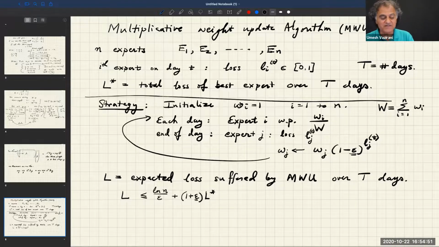But the point is, it's not enough for us to go with experts who did well in the past. What we want is experts who do well in the future. And the point is, by going with the experts according to how they've been doing in the past, we can guarantee that over the course of the entire thing, we'll do pretty well. How well? Well, that's the theorem.